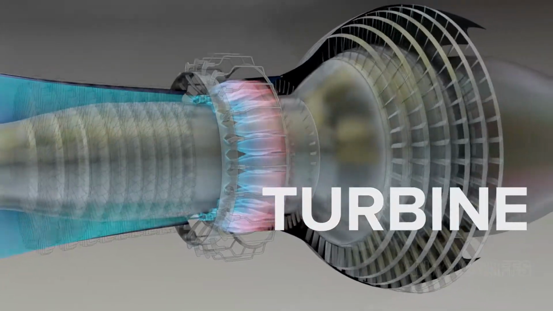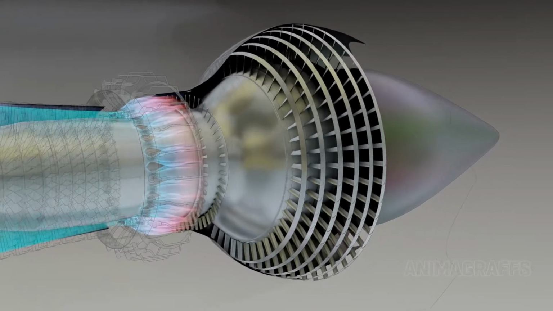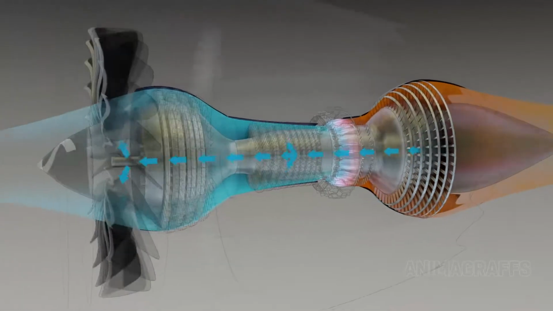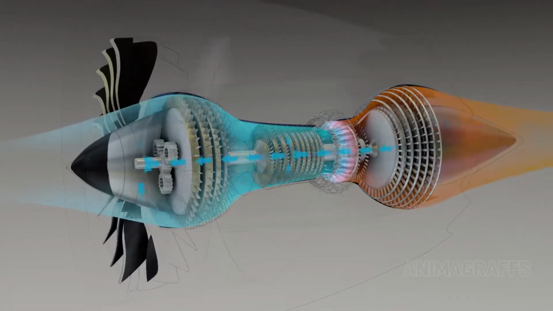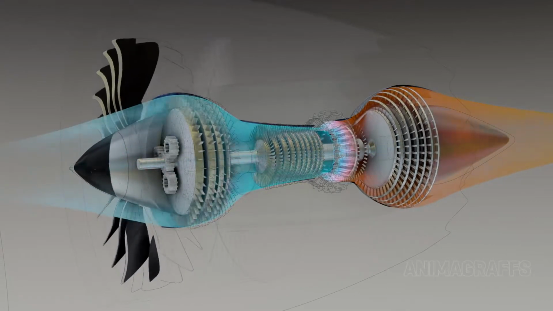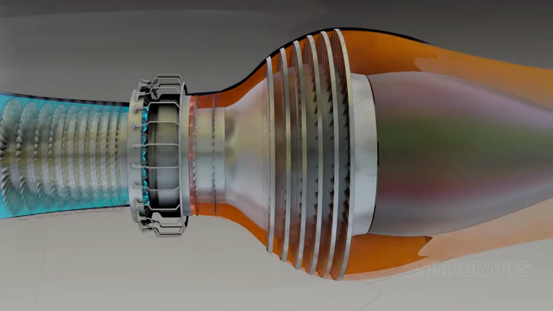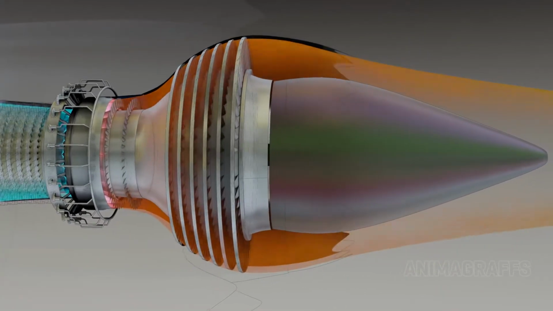The turbine. Turbines at the rear of the jet engine are powered by exhaust gases exiting the combustor. Much of the turbine power is used to turn the fan, while a smaller percentage powers the compressor stages. Turbine fins get extremely hot. Some air from the compressor is diverted for cooling, and special coatings are used to keep temperatures down.